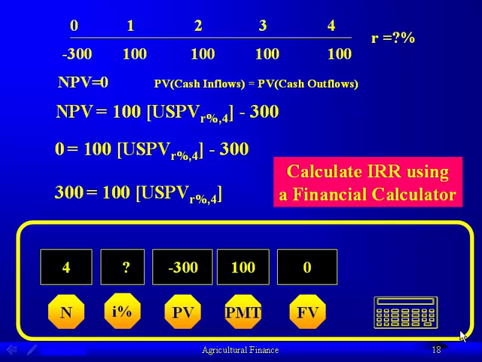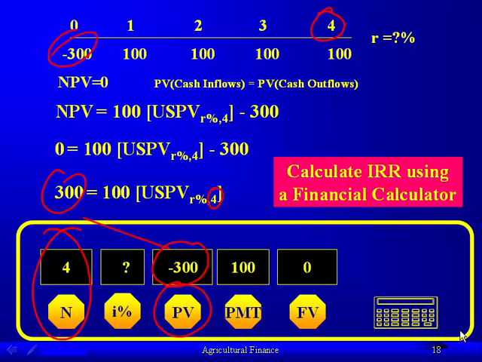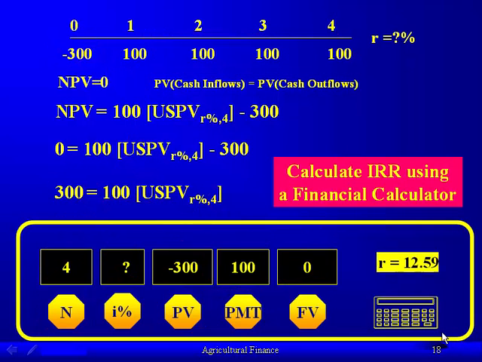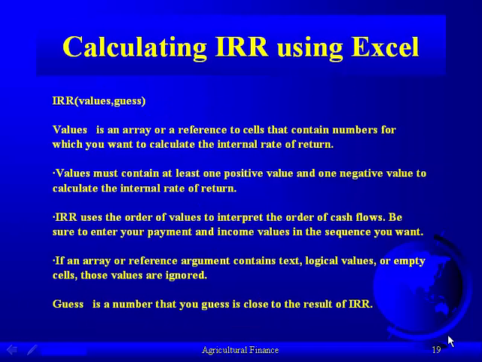We can now use our financial calculator that has the factors embedded in it. Notice that we have 4 N. We have a $300 present value. We have a $100 payment. Zero out the future value. Compute the I, and it comes out to 12.59%.